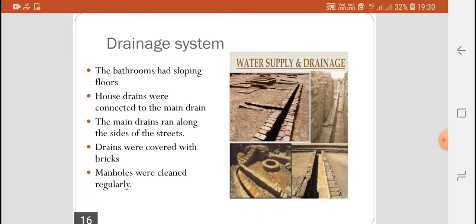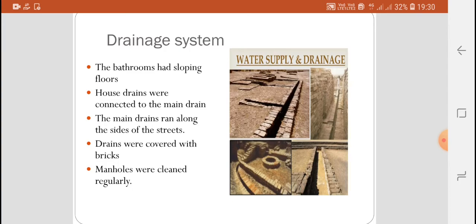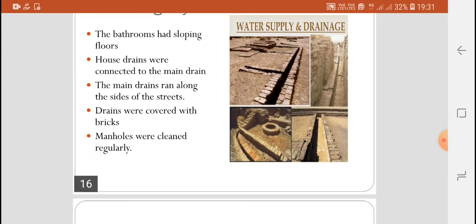As you can see in these pictures, regarding the drainage system, the bathrooms had sloping floors and the house drains were connected to the main drain. The main drains ran along the sides of the streets, and the drains were covered with bricks. Manholes were also cleaned regularly, so they were very conscious about their sanitation.